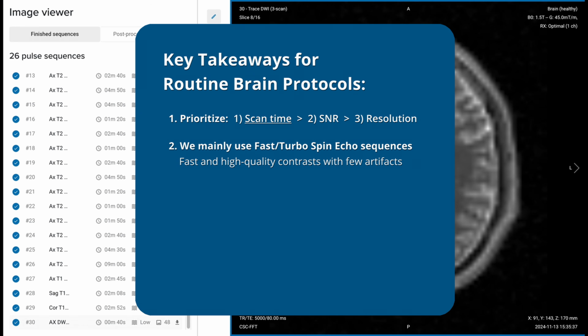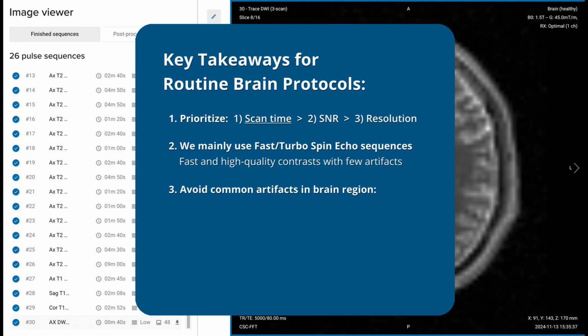Second, we mainly use fast or turbo spin sequences for this study. This type of sequence provides fast and high-quality images with excellent contrast and few artifacts. This makes them ideal for routine clinical diagnosis. They also let us create image contrasts in T2 and T1 weighting, as well as inversion recovery for fat suppression. This helps us assess the brain's structure, detect abnormalities, and identify common pathologies like tumors, strokes, and demyelination.